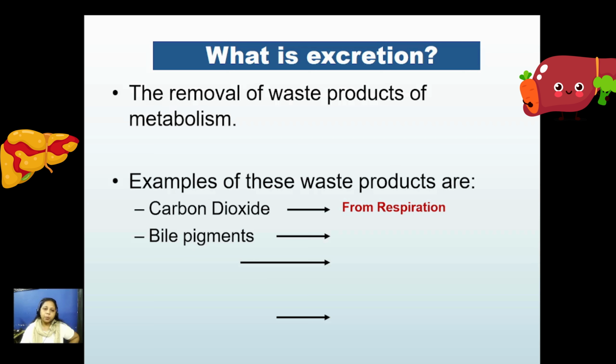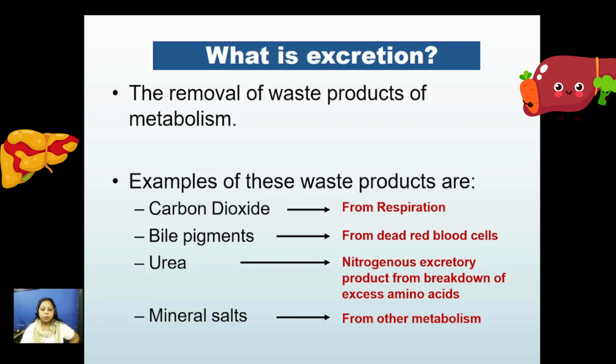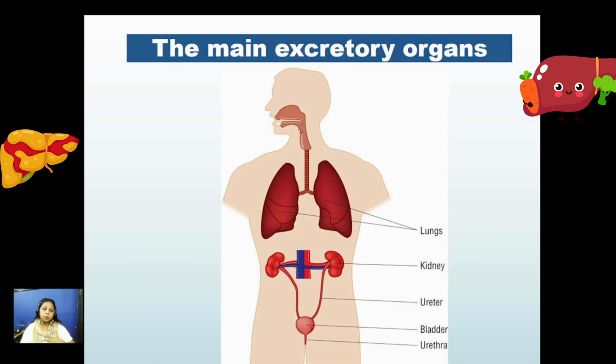Then bile pigment is produced from dead cells. Then urea is produced from the amino acids. And mineral salt is produced as a result of various metabolic processes. And water is also one of the waste products, but it is very important for our body as well. So these are the main excretory products. Number one is the lungs that remove the carbon dioxide, while the excretory system, which includes the kidney, the ureter, the urinary bladder, removes the urea from our body in the form of urine.